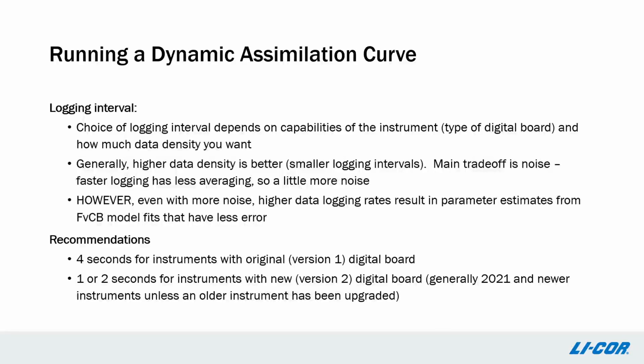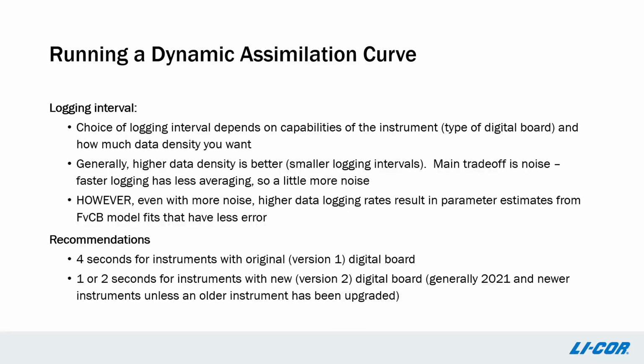One of the advantages of using dynamic assimilation is that the response curve contains many more data points than a traditional steady-state response curve. The logging interval determines how fast data is logged to the instrument and therefore how many data points are contained in the CO2 response curve. The maximum data logging rate is dependent upon the hardware that is inside the instrument. For instruments with the version 1 digital board, the maximum logging rate is about 4 seconds. For instruments that have the version 2 digital board, the maximum logging rate is once per second or 1 Hz. We recommend logging at the maximum rate your instrument will allow.